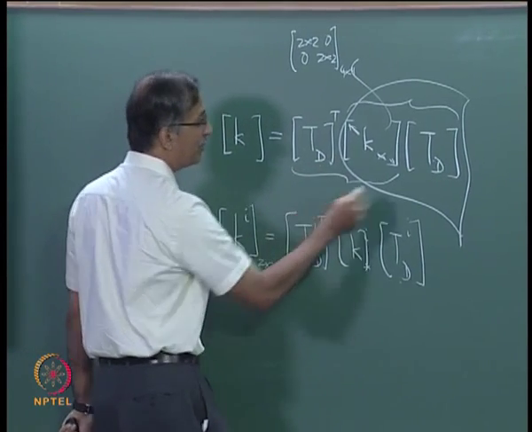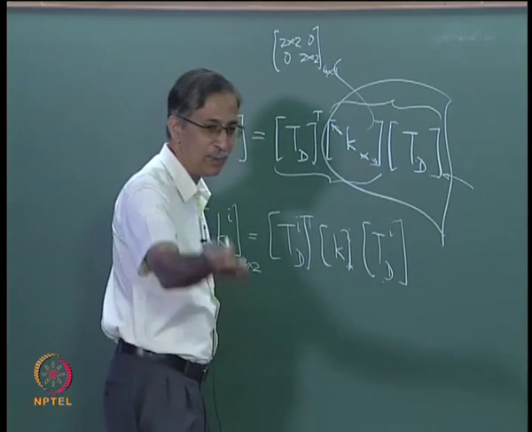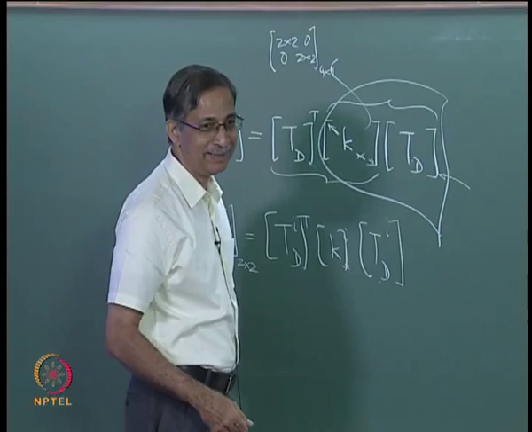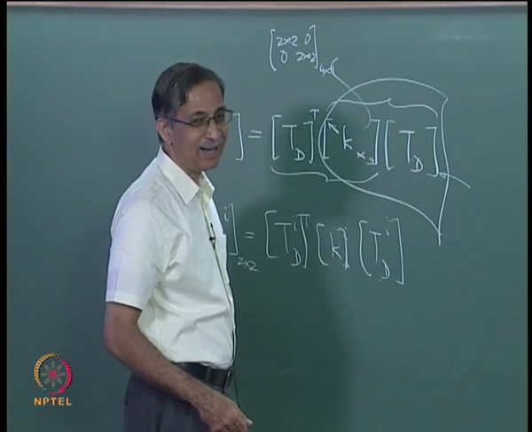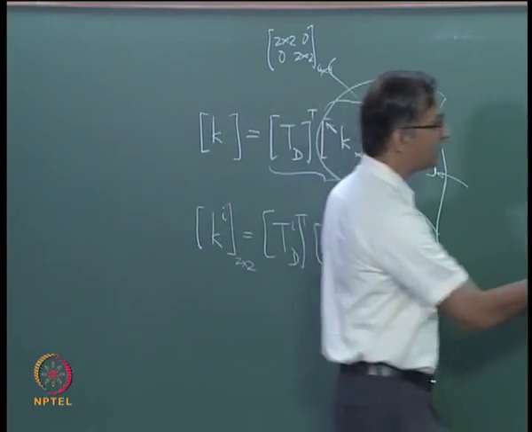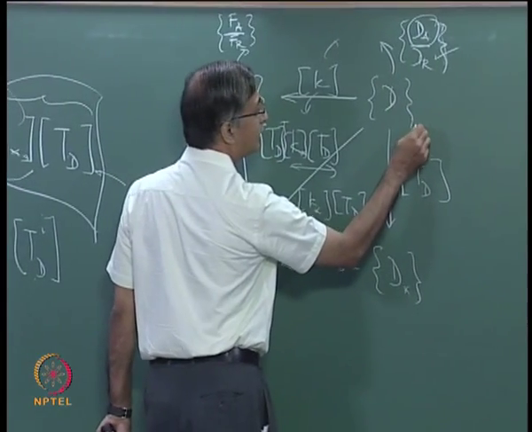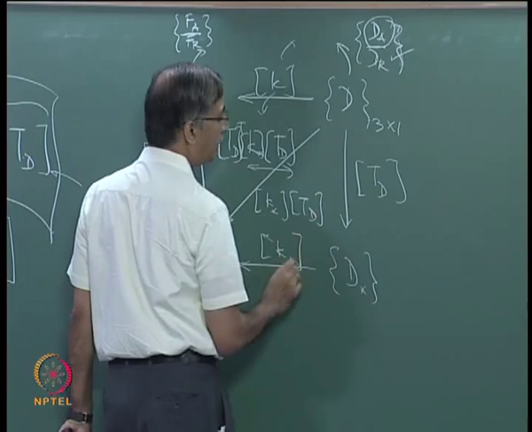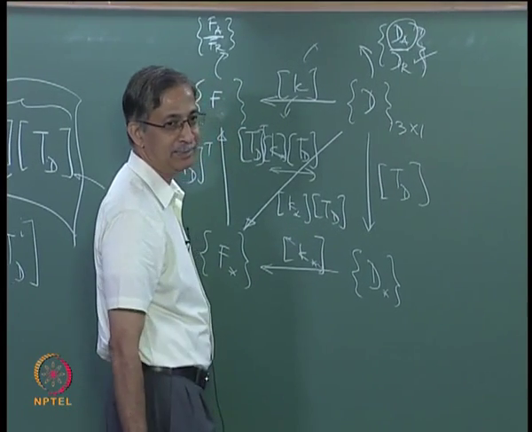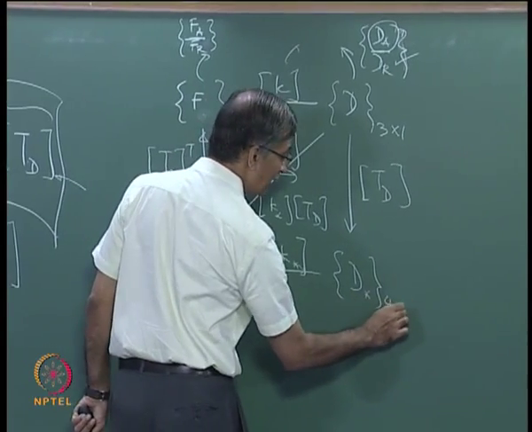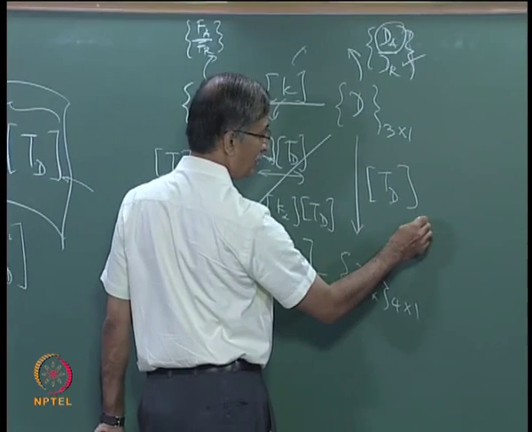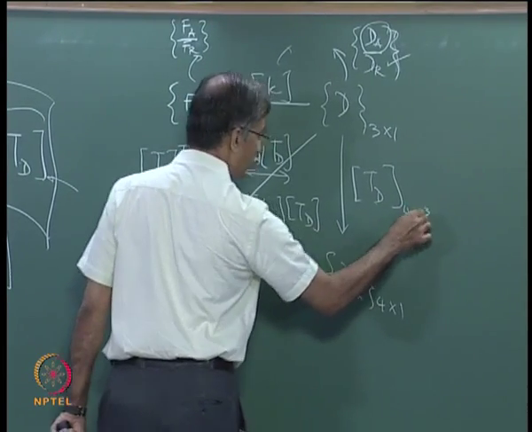This includes all the elements. What's the size of this? 2 cross 1. TD i is 2 cross 1. How many global coordinates are there? 3. So what's the size of this vector? It's 3 by 1. What's the size of this one? 4 by 1 if you're assembling them all together, right? So what will be the size of this? 4 by 3, right?